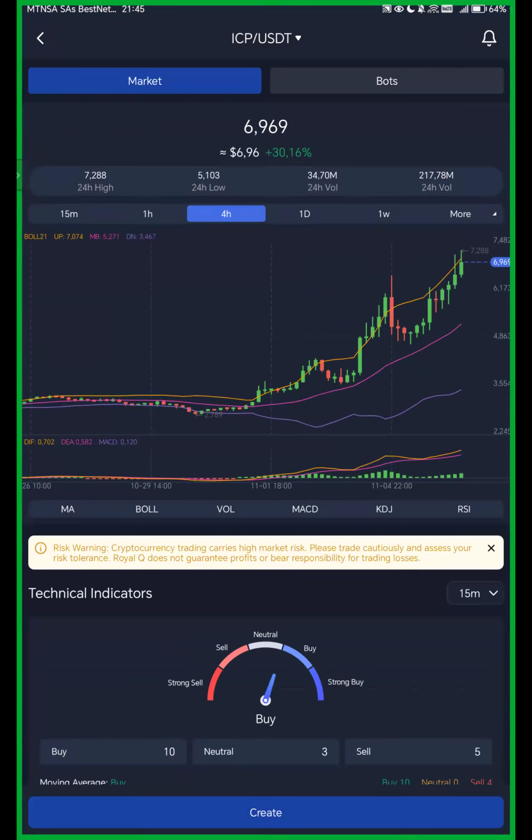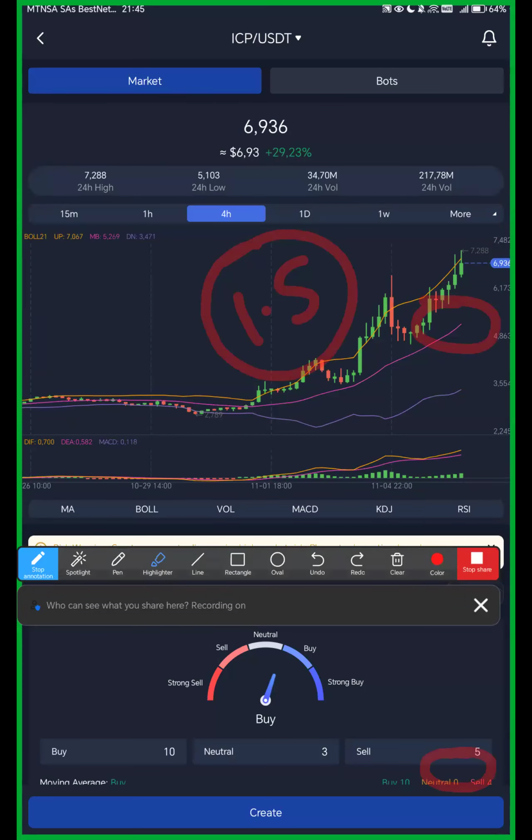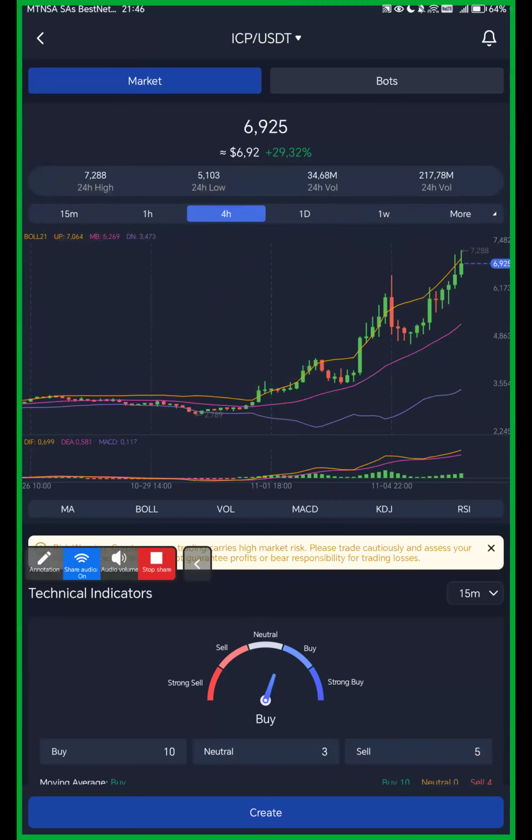So the Royal Q robot monitors the market for you. When it is monitoring the market for you, it is looking at a 15 minutes time frame using the MACD, the one that we are talking about. So there is 15 minutes here, there is 1 hour here, there is 4 hours here, there is 1 day, there is 1 week and more. So we want the robot to monitor golden cross in which time frame? 15 minutes time frame.